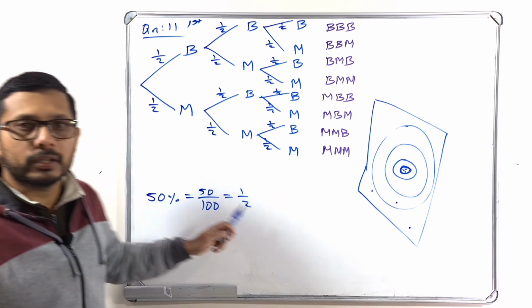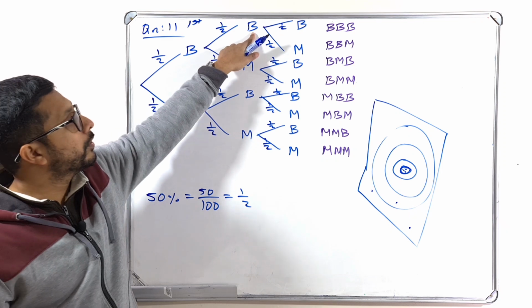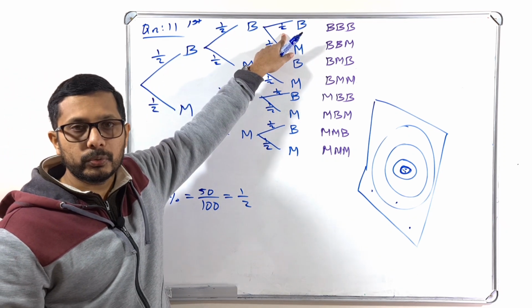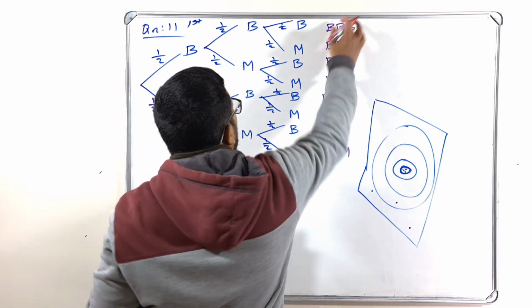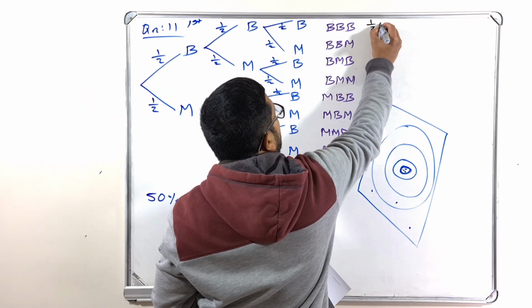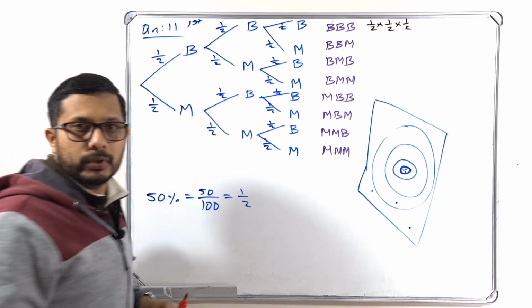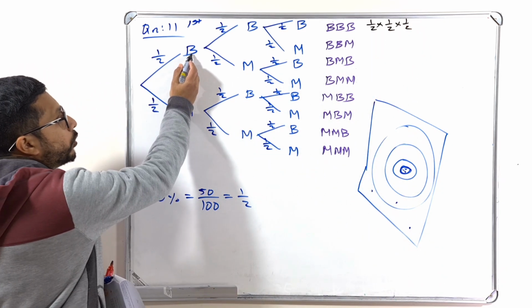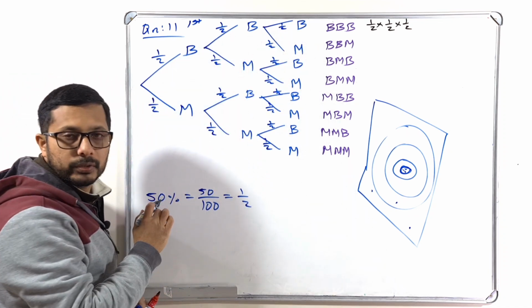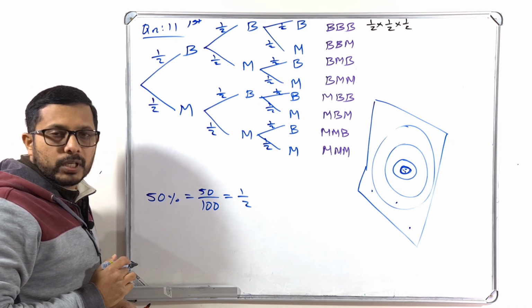What is the probability? The probability for the first one is 1/2. The probability for the second one is 1/2. The third one is 1/2. So how can I find the probability of BBB? That is 1/2 times 1/2 times 1/2. Am I right? The probability of the first one being a bullseye is 1/2, this one is 1/2, this one is 1/2. So the total probability is 1/2 times 1/2 times 1/2.